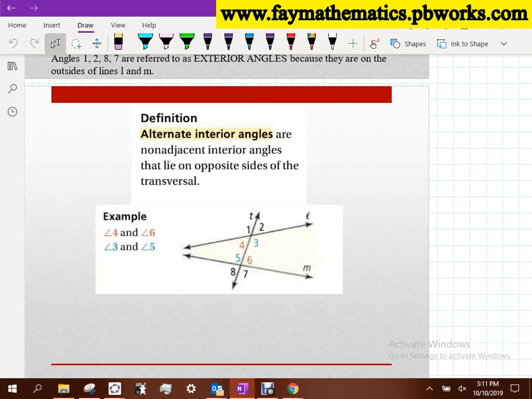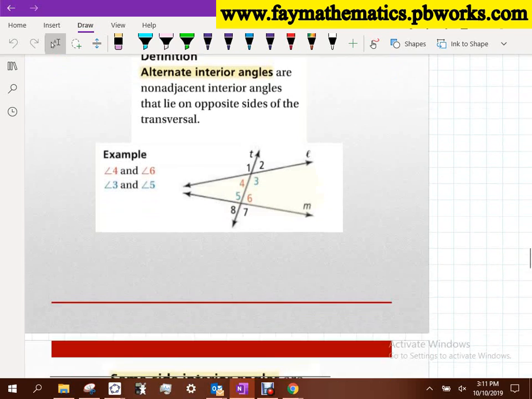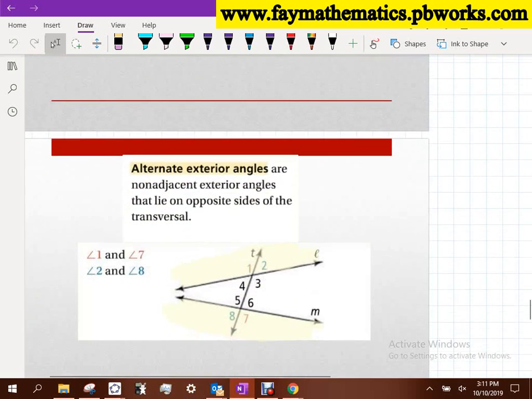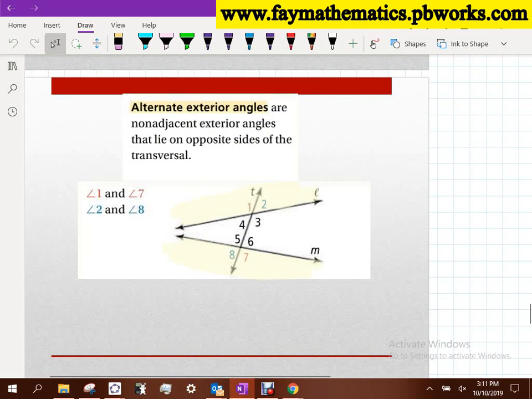If you take the word interior out and replace it with exterior, you get this definition. I know we have about 4 minutes here, guys, and I have to get through these for you so you can be successful in your homework. So I apologize if you don't get this all written down right now, but I'll give you some time to write it down tomorrow. But alternate exterior angles: same exact phrasing, non-adjacent. Now instead of interior angles, it says exterior angles that lie on opposite sides of the transversal. So 1 and 7 and 2 and 8.